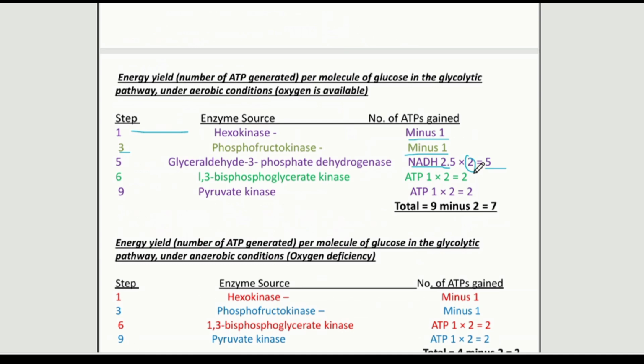So there are 4. So 4 plus 5 is equal to 9, and here we are getting minus 2. So 9 minus 2 is 7. After the end of glycolysis till the pyruvate, we are getting 7 ATPs in the aerobic condition, when oxygen is available.